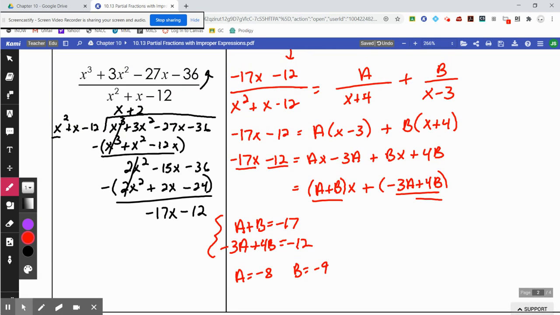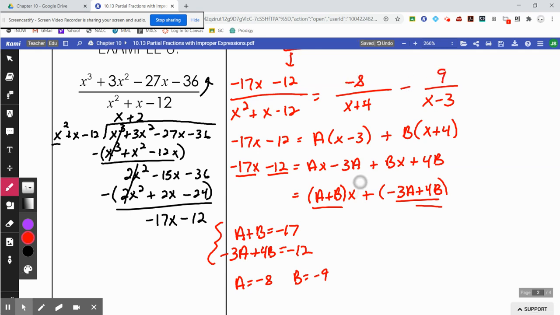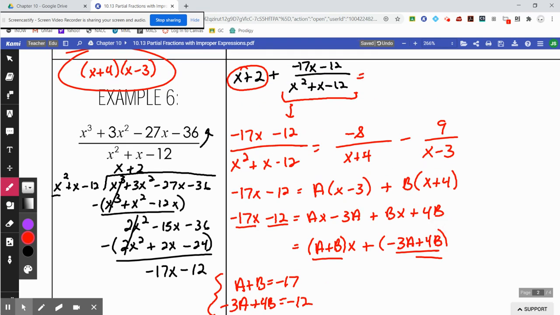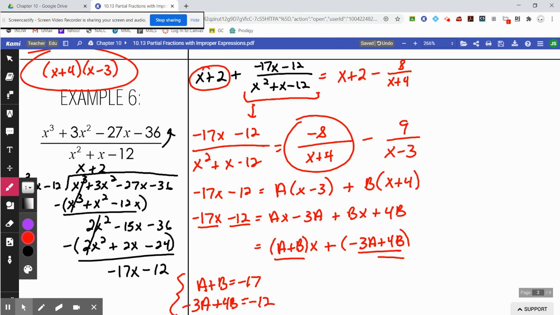So now scrolling back up, our a value here is negative 8. Our b value here is negative 9. So therefore, we have now broken my proper fraction into x plus 2. Since it's a minus 8 over x plus 4, I'm going to put minus our 8. I'm going to put the minus out front. Now, you do have to be careful. If there were 2 terms on top, you would have to distribute that negative out in order to do this. But since there's only the 8 on top, it's really easy to just write it as is. And there is your final answer.